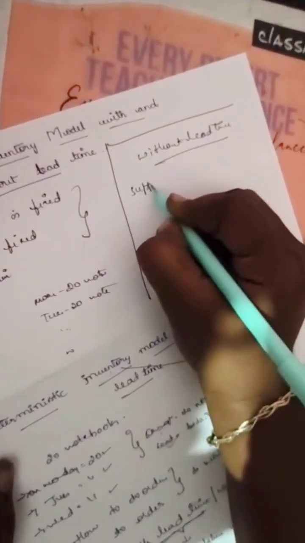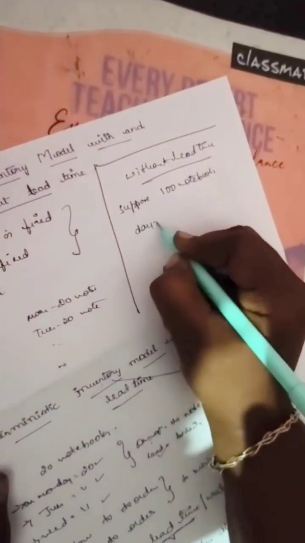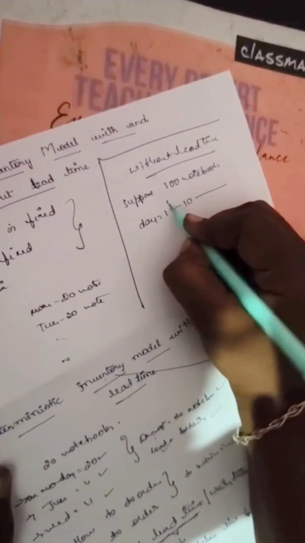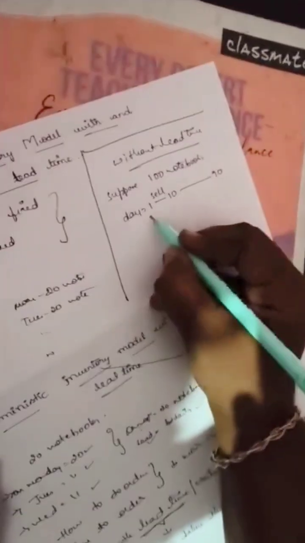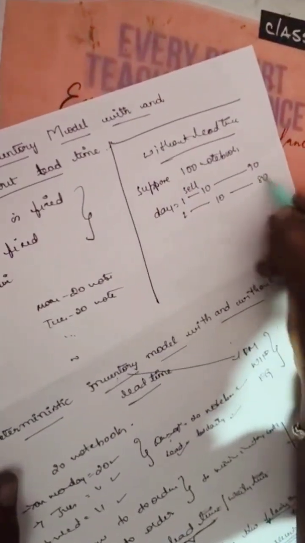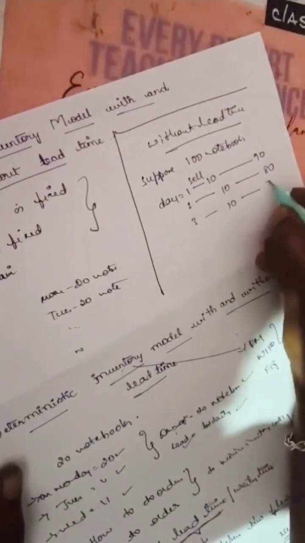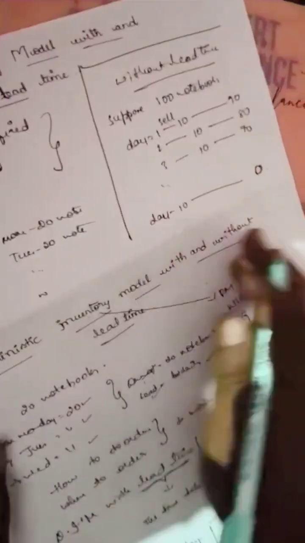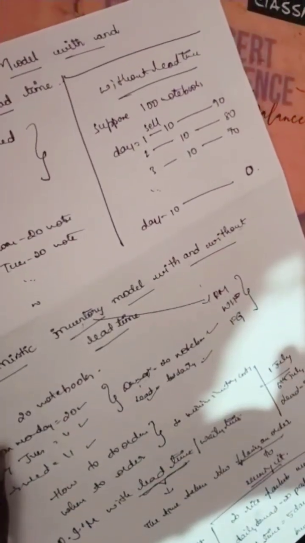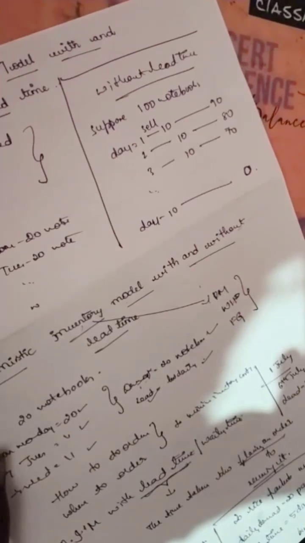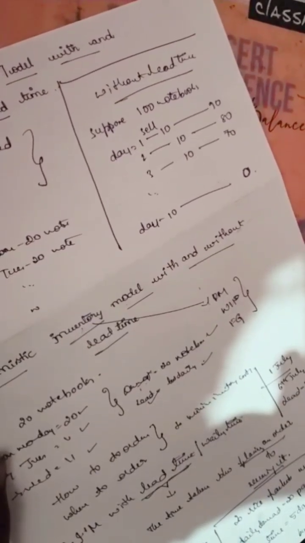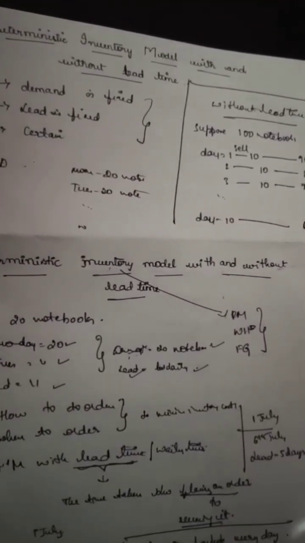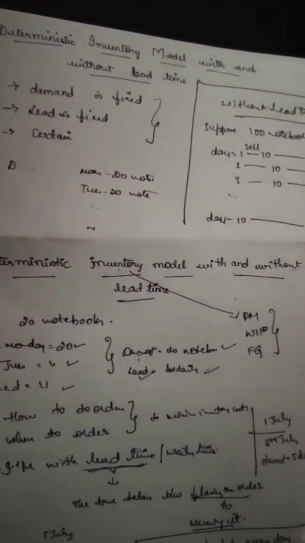Suppose you have 100 notebooks. On day 1, you sell 10 notebooks, and the remaining notebooks are 90. On day 2, the same 10 notebooks, it becomes 80. On day 3, the same 10 books, it becomes 70. Till day 10, the stock becomes 0. As soon as the stock reaches 0, you can place an order and get another 100 new books immediately. Now, what are the advantages and disadvantages? First, the advantages.